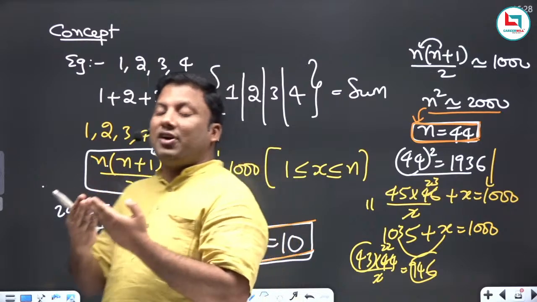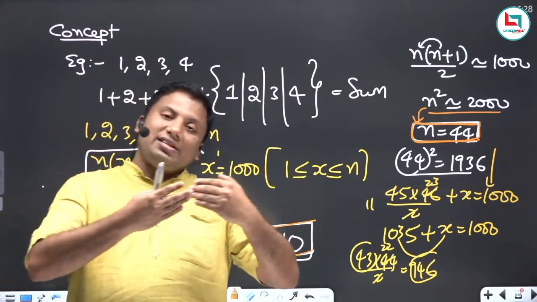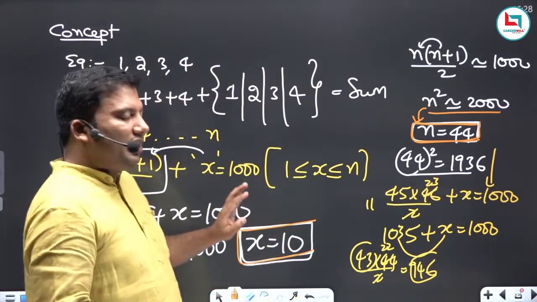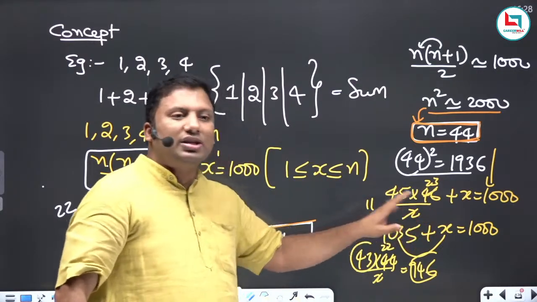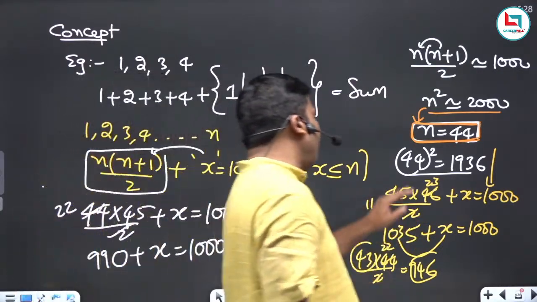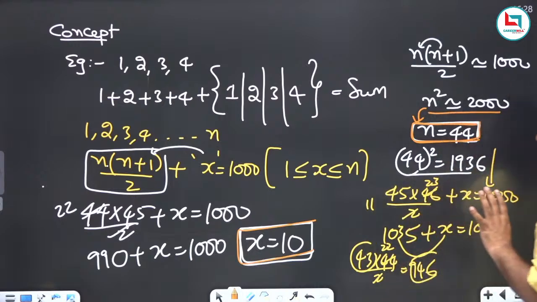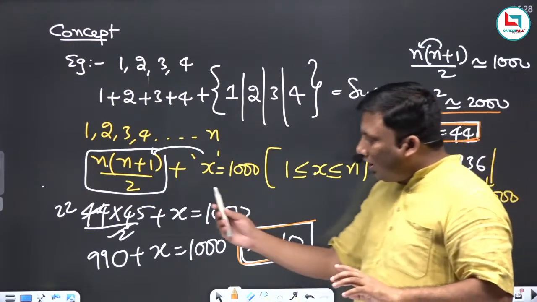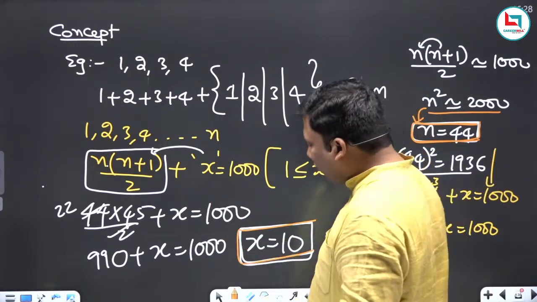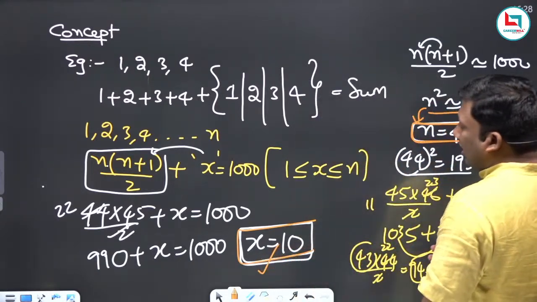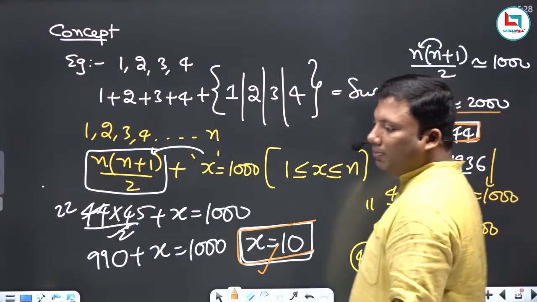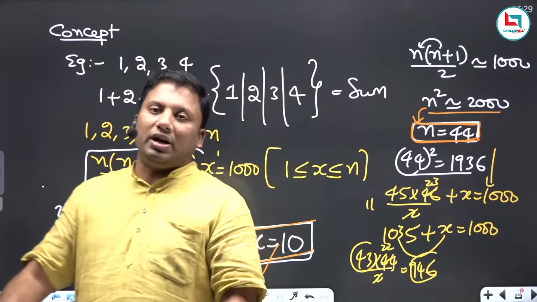n greater than 44 is not possible. n less than 44 is not possible. That is the reason I took a value n greater than 44, 1035 plus something, which is not possible. n less than 44 is also not possible. So the only choice is n is 44. x is 10, the number added twice. It is 10. How many numbers are written on the board? 44.